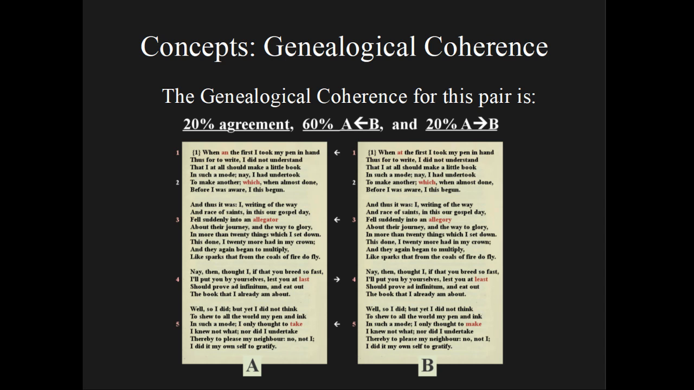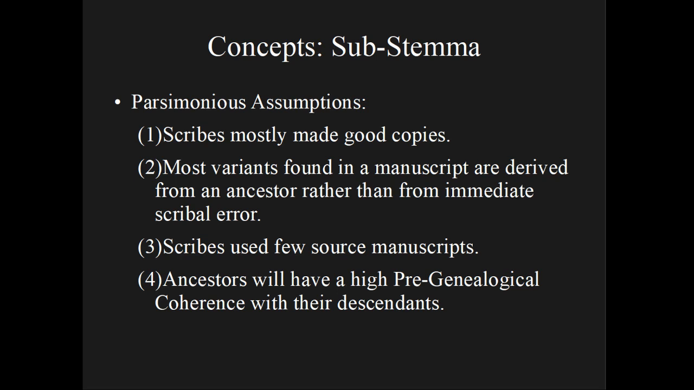So we have genealogical coherence. The next concept is the concept of what's called substemma. And in order to understand it a little better, let's look at these parsimonious assumptions. This is called the principle of parsimony. It's not principles, it's principle of parsimony, and these parsimonious assumptions are sort of an outpouring of that. It's kind of the text critical equivalent of Occam's razor, that the simplest explanation should be preferred.